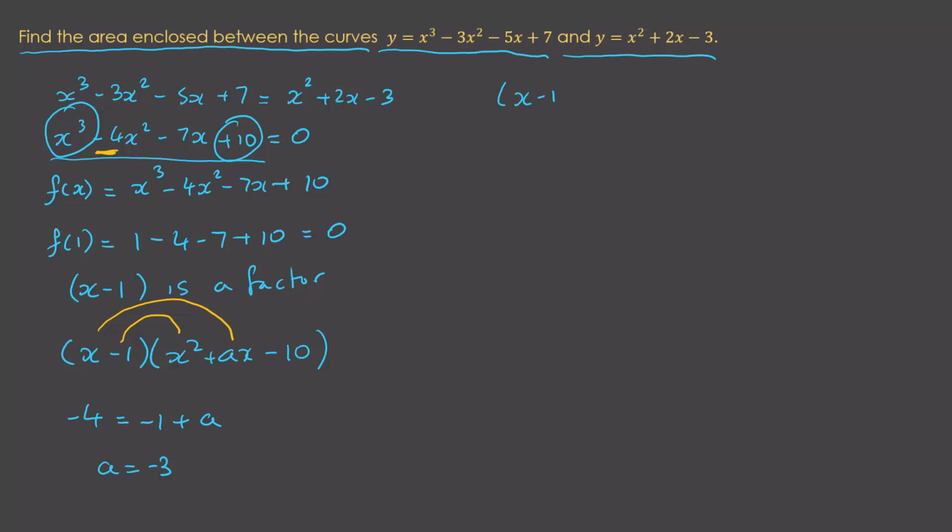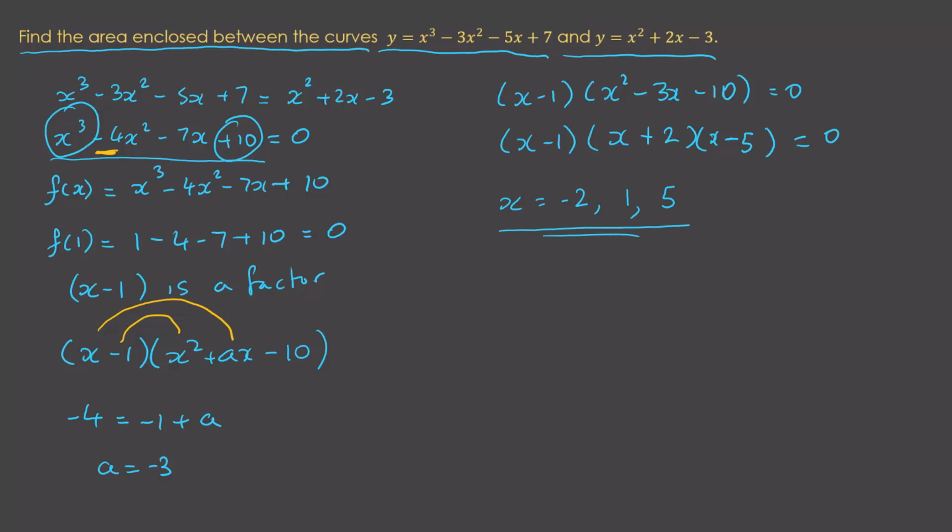So what I have is x minus 1, x squared minus 3x minus 10 is equal to 0. So I've got x minus 1, and then we would have 2 and 5. Make this one a minus and this one a plus, and that does the trick. And so we get x is negative 2, 1, and 5 as our intercepts.